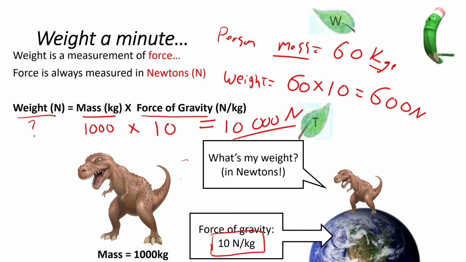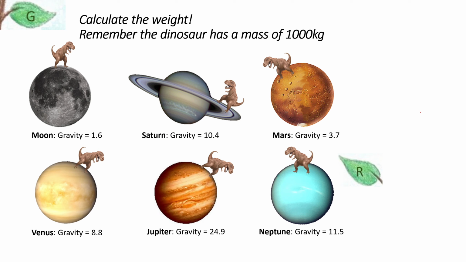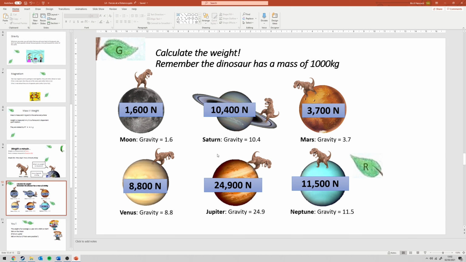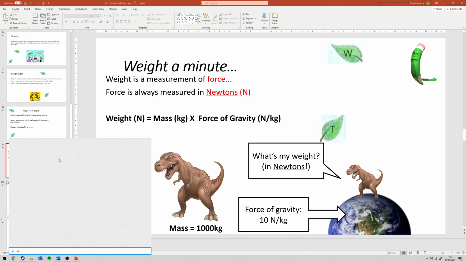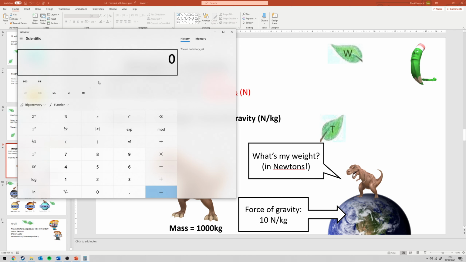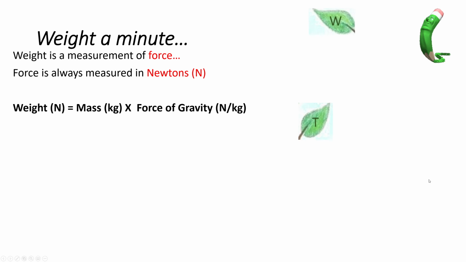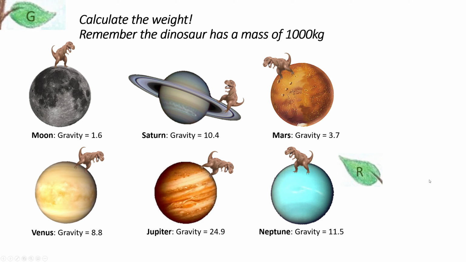Okay? Now, very quickly, I just want you to calculate the weight of the dinosaur on these different planets. Remember, the dinosaur has a mass of 1,000 kilograms on every single planet. So what is the weight of the dinosaur on the Moon, Saturn, Mars, Venus, Jupiter, and Neptune? Just pause it now, have a quick calculate. If you do not have a calculator, you can press the Windows button, type calculator in, and it should pop up. So pause it, have a little go, and then unpause it when you're ready.